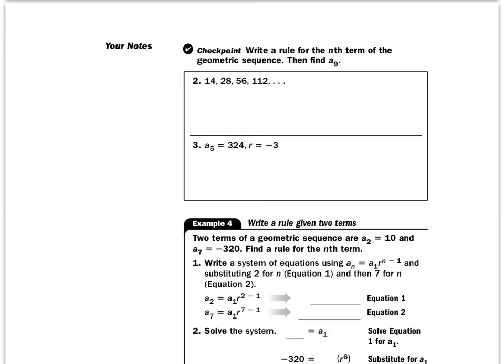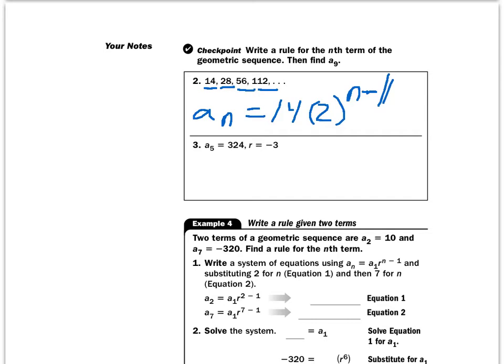All right. So hopefully you took a moment and checked that thing out. Now let's take a look here. We have 14, 28, 56. Looks like it's getting multiplied by 2 every time. And my first term is 14. So a sub n equals 14 times 2 to the n minus 1. Not too bad. Okay, 14 times 2 to the n minus 1.